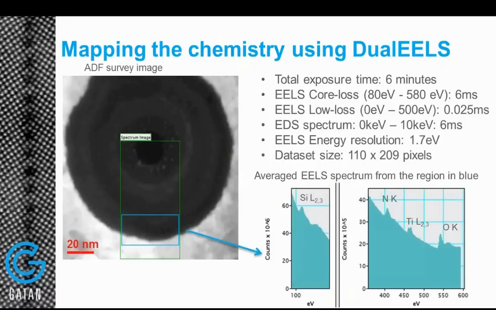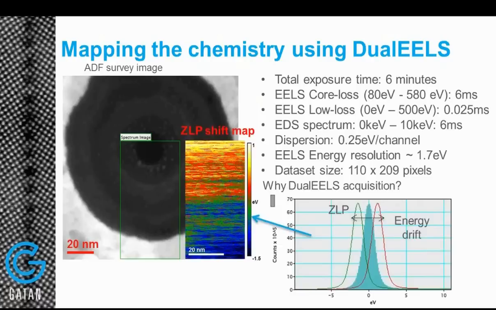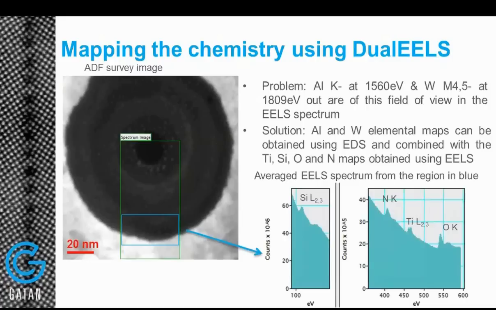And this is important because you can actually correct the effect of energy drift. And even though the system is stable, we still found some energy drift. And this needs to be corrected if you wanna do a good and accurate chemical analysis across your sample. You could do it two ways.